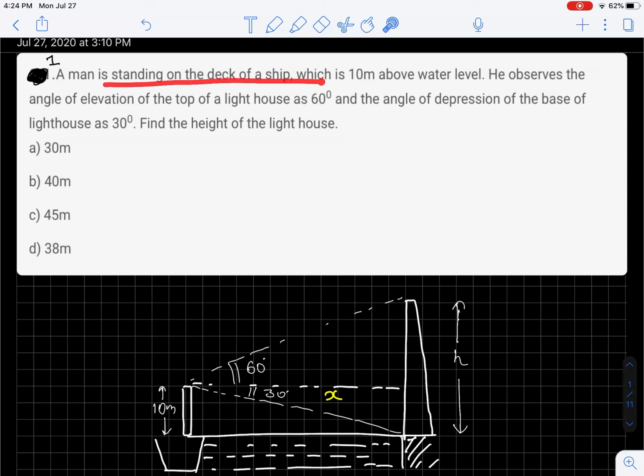A man is standing on the deck of a ship which is 10 meters above the water level. He observes the angle of elevation of the top of a lighthouse as 60 degrees and the angle of depression of the base of the lighthouse as 30 degrees. Find the height of the lighthouse.